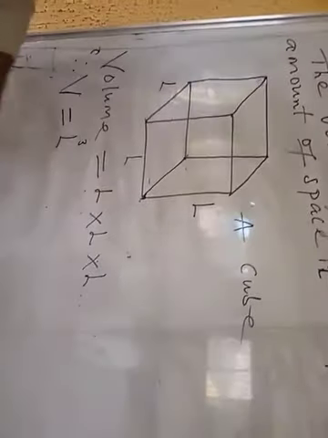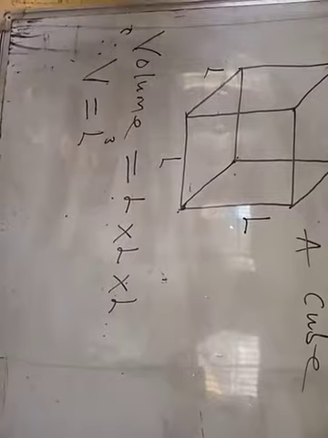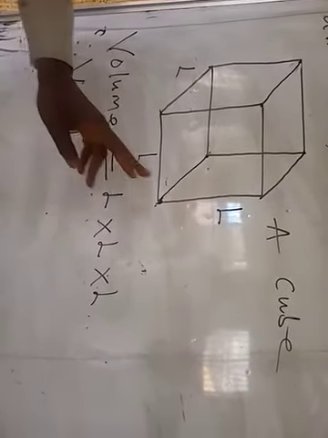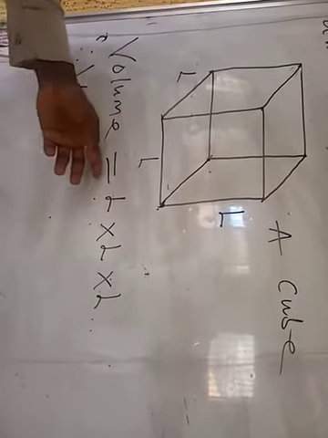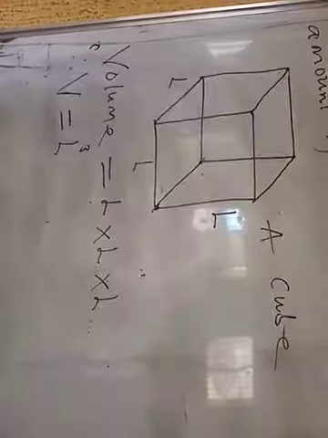So, L times L times L is L to the power of 3. The unit of a cube is in cubic units. So L to the power of 3 is the summary of this expression here. This is the formula to find the volume of a cube.